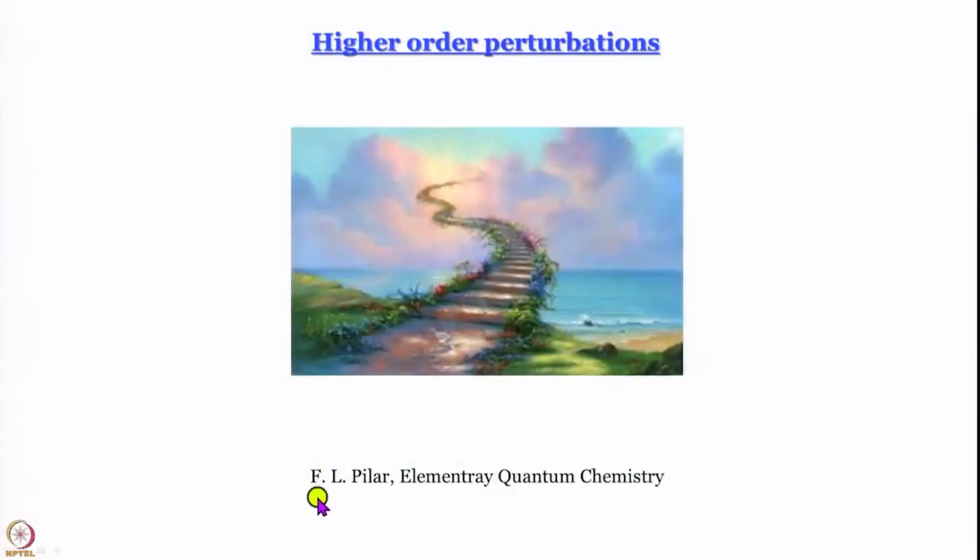So what we will do today is that now that we are familiar with the language of quantum chemistry, we will try to see whether we understand the way this treatment is there in a little more difficult but definitely much more detailed book by F. L. Pilar, Elementary Quantum Chemistry. And we will see what happens when we go higher up the ladder and try to do higher order perturbations. This graphic is from the cover of an album, Stairway to Heaven. I leave it to you to find out which band had published this album.